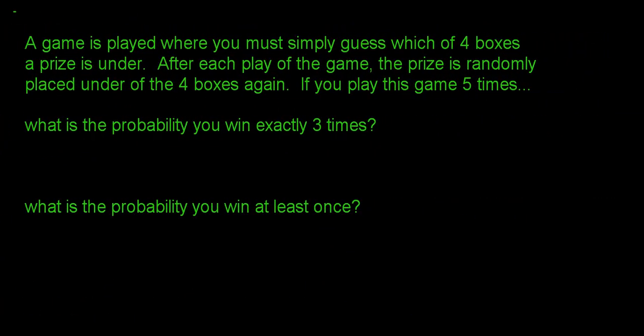So a game is played where you must simply guess which of 4 boxes a prize is under. After each play of the game, the prize is randomly placed under one of the 4 boxes again. That keeps the probability of you guessing correctly the same, right? So with 4 boxes, the probability of you guessing correctly is 25%. So the probability I guess correctly is 25%, and the probability I get it wrong, failure, would be 0.75. All right, I'm going to play the game 5 times. What is the probability you win exactly 3 times?